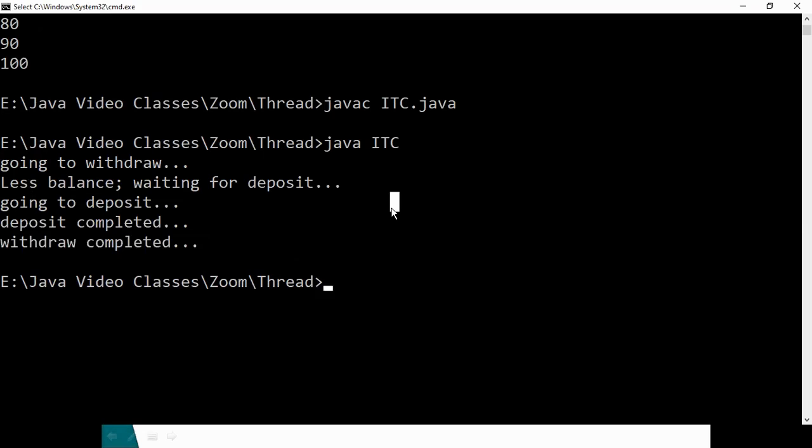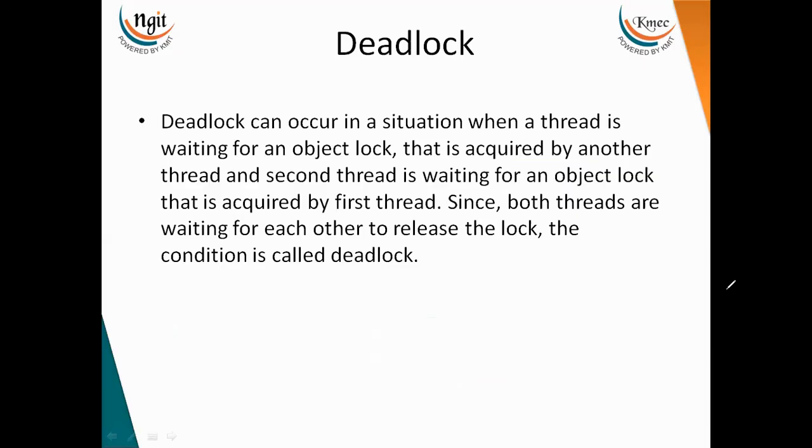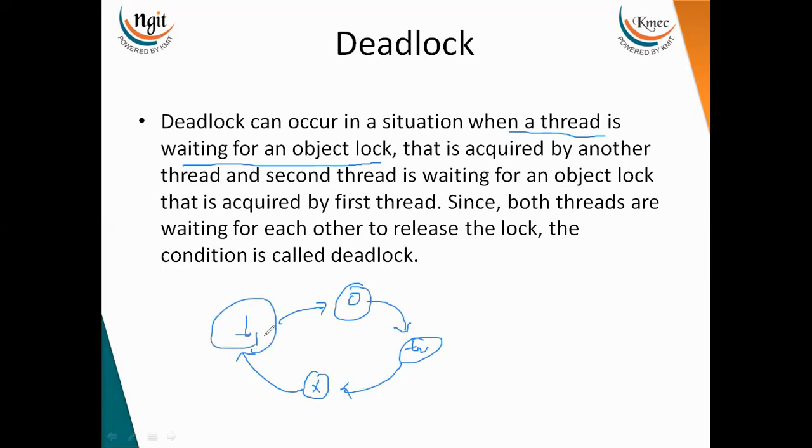Sir, if we are not going to use this, what will happen? If you are not going to use wait and so on, there may be a chance of deadlock occurring. Sir, what does deadlock mean? Deadlock can occur in a situation where a thread is waiting for an object which is already locked by another thread, right? Let's say thread 1 is waiting for an object already locked by another thread, and that thread is waiting for an object already locked by the first. This kind of situation is called a deadlock.